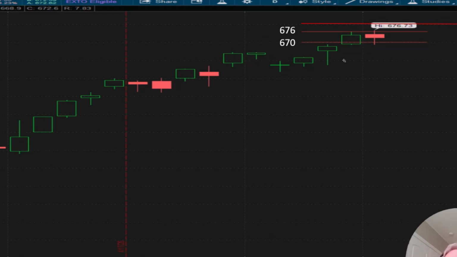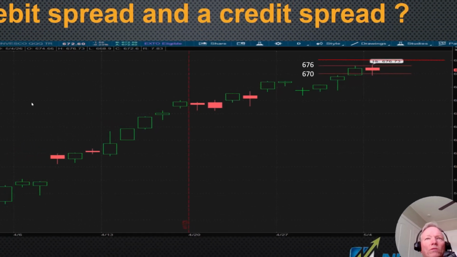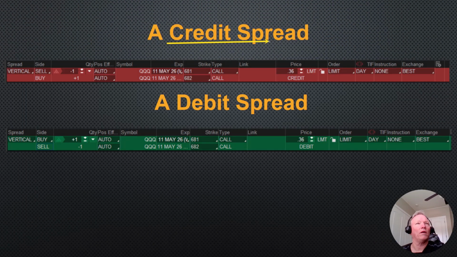Our bias is that price is going to continue higher, so we are bullish up to a point, up to the 680 level. And we're going to look at how these trades are set up and can be useful in defining risk and limiting the amount of capital that we're going to deploy for a particular trade. So let's look at how the setups happen in the credit spread and a debit spread.